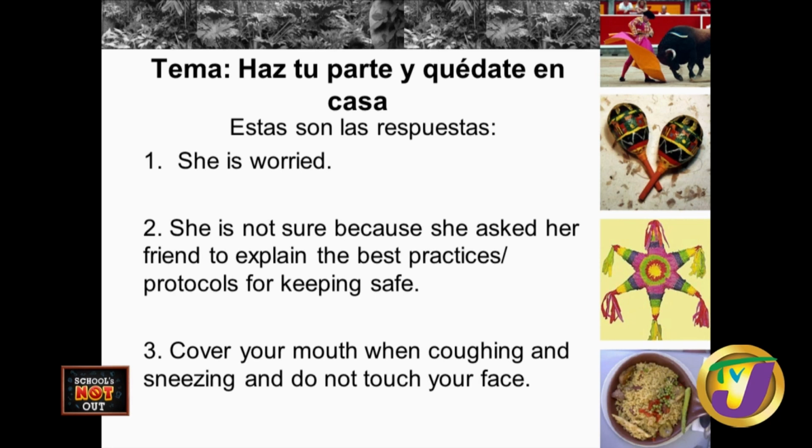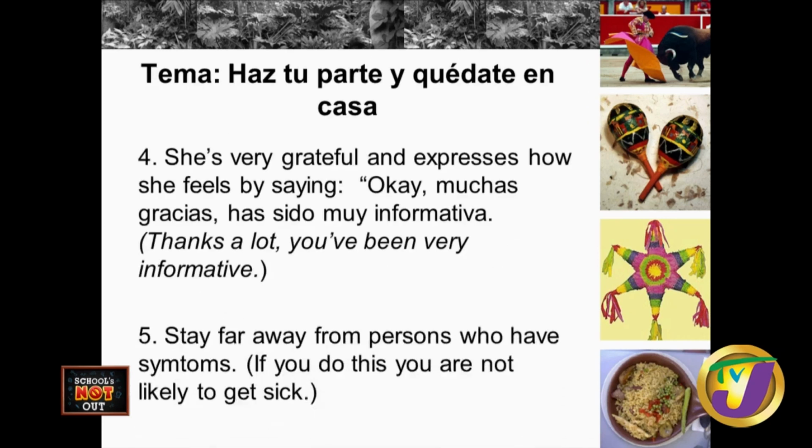Number 3. Somebody said, cover your mouth when coughing or sneezing and do not touch your face. Muy inteligentes. Muy bien, muy bien. Sí, vamos a continuar con las otras.